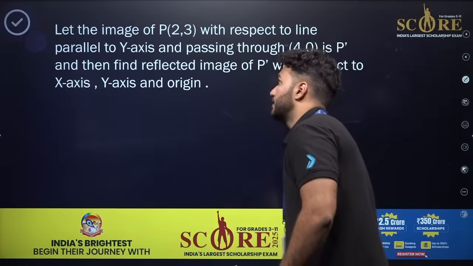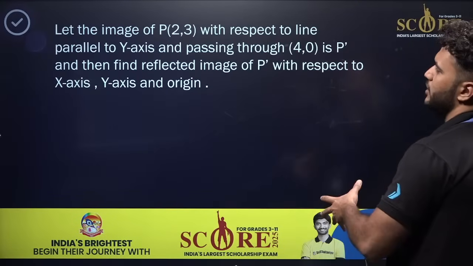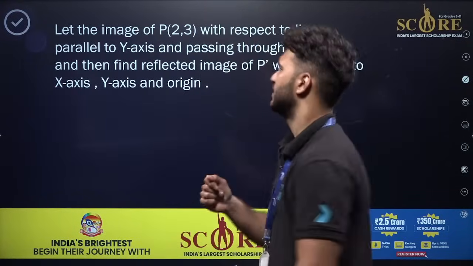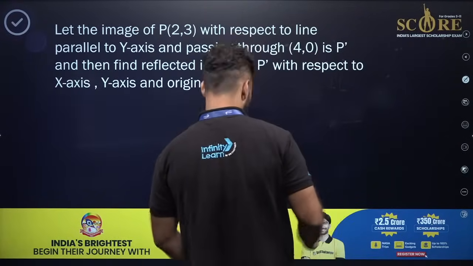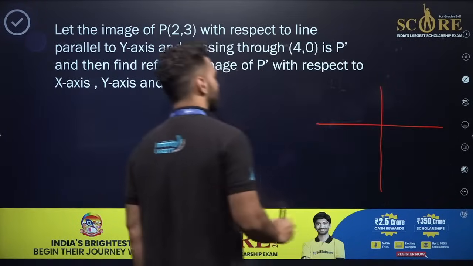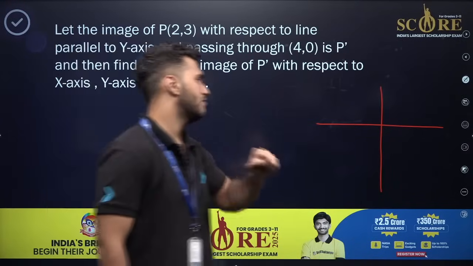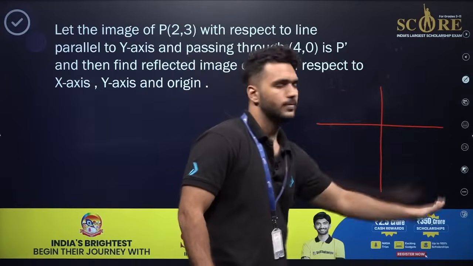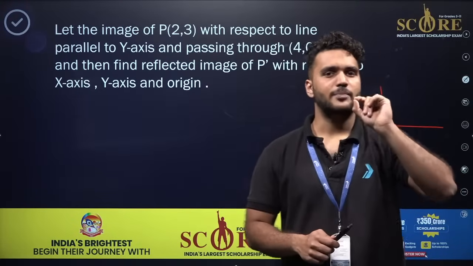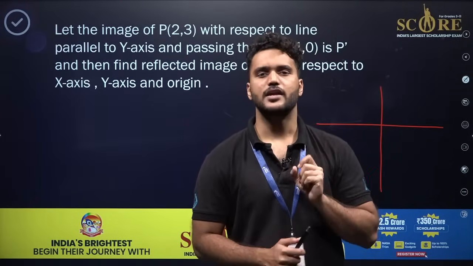Let the image of P(2, 3) with respect to a line parallel to the y-axis and passing through (4, 0). Now you have to think about this line. What kind of line are they talking about? This is our y-axis, this is our x-axis. They say parallel to the y-axis. What are the lines parallel to the y-axis? These lines. And what is the speciality of this line? The abscissa coordinate does not change at any point on this line.